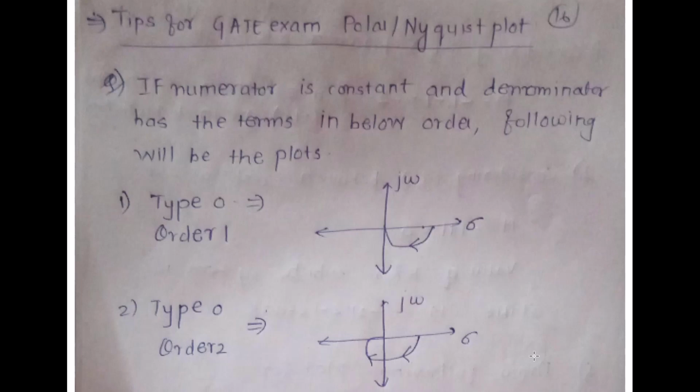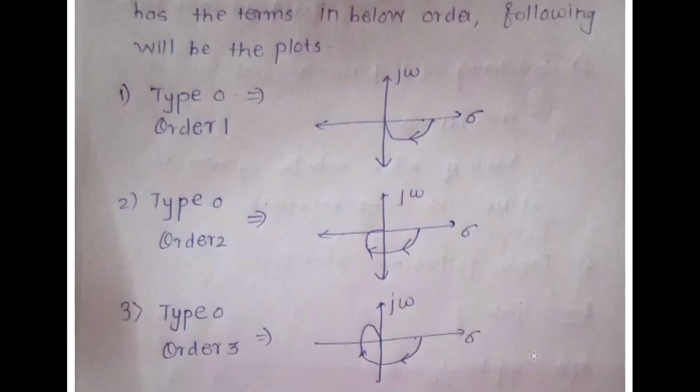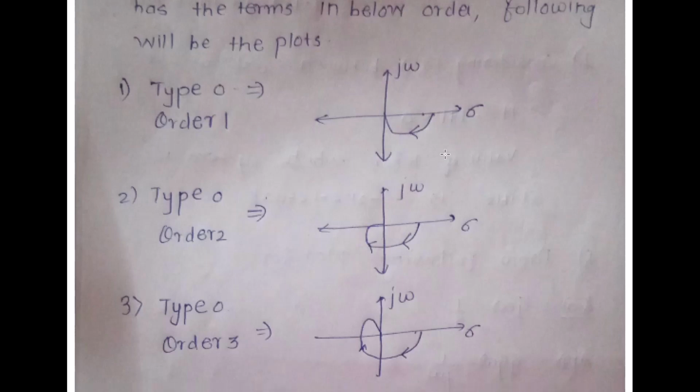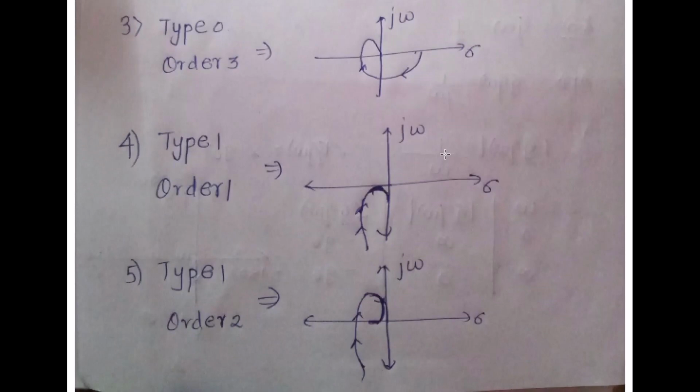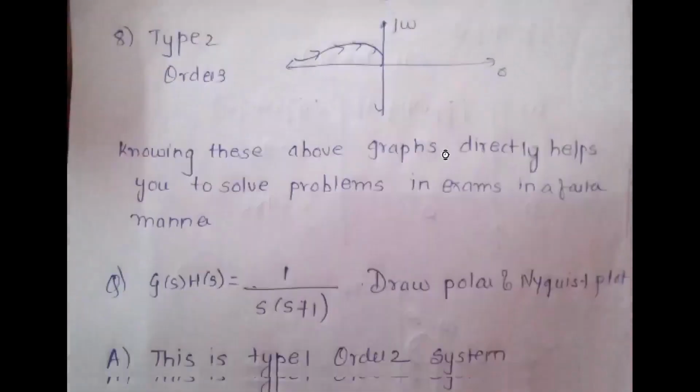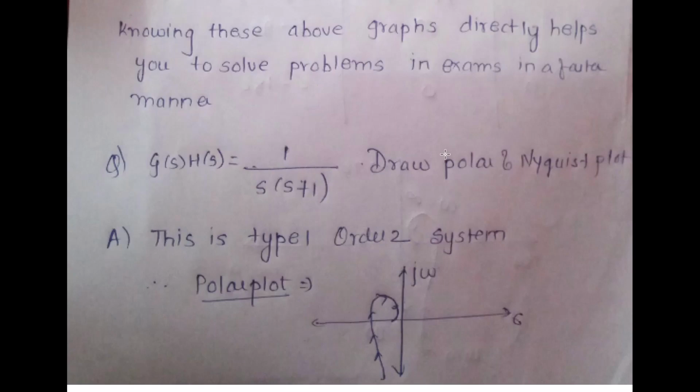There are certain tips in order to quickly draw the Nyquist plot for a given transfer function. These tips are given to you over here. If the transfer function is type 0 order 1, the diagram will be this. Similarly, for different types and orders of the transfer function, I get this Nyquist plot. I will show you how to use those tips very quickly in order to draw the Nyquist plot.